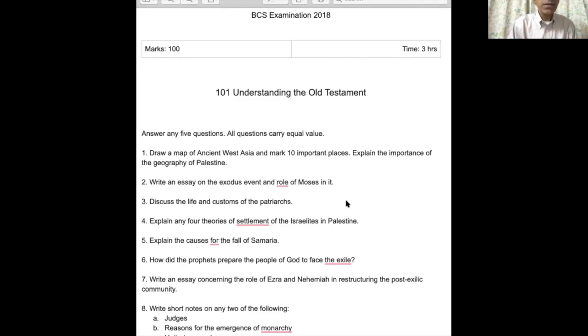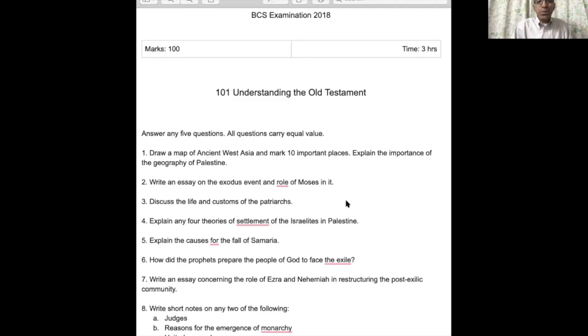Number 5, explain the cause or the causes for the fall of Samaria. That is the northern kingdom. Samaria was the capital of the northern kingdom, and we mentioned the causes as well. And then number 6, how did the prophets prepare the people of God to face the exile?